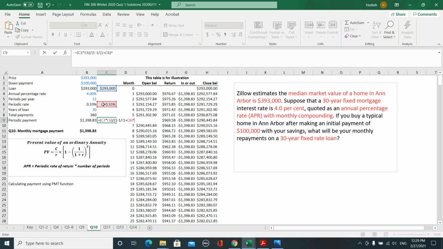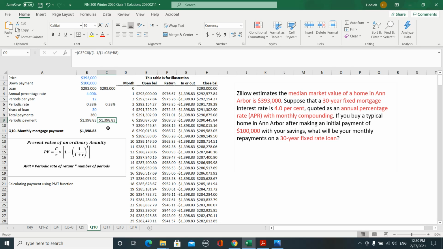Close it and raise it to the power of the number of periods that we have. We have 30 years. In each year you have 12 months, so you have 360 periods. And then you should make sure that you close your parentheses and click enter. So this is your monthly payment in this 30-year loan. So you should pay back $1,398.83 in order to pay back your loan in 30 years.